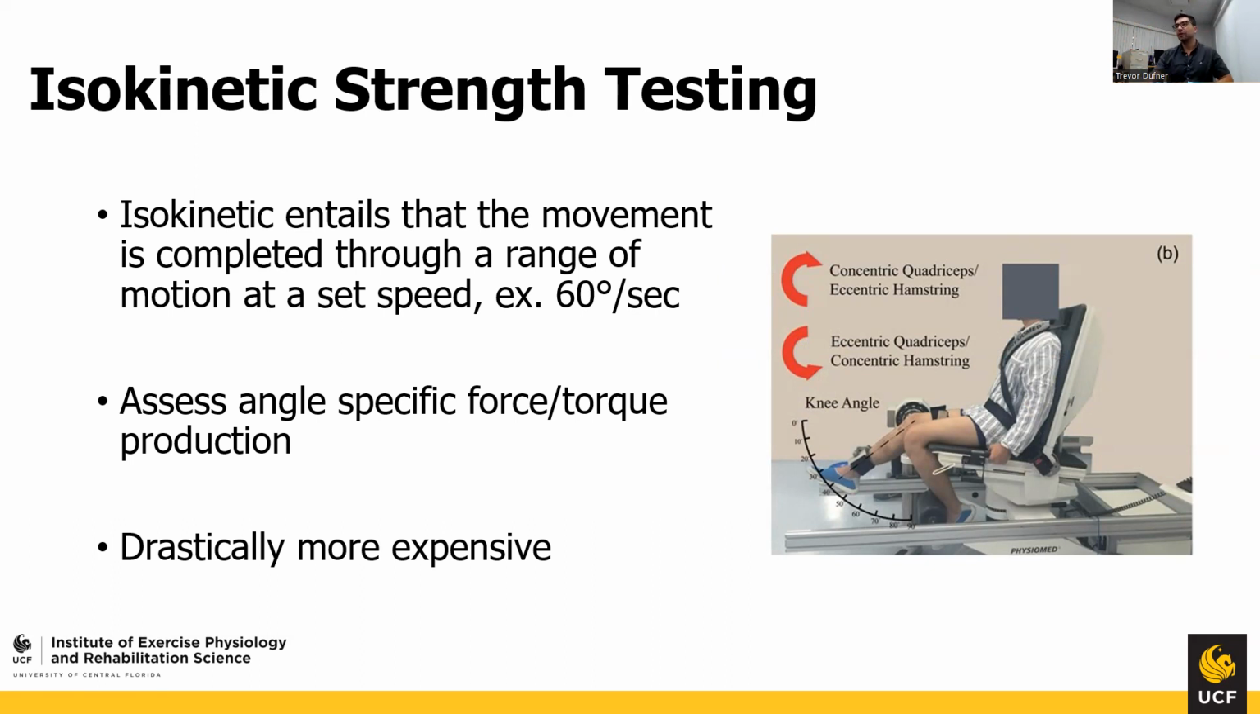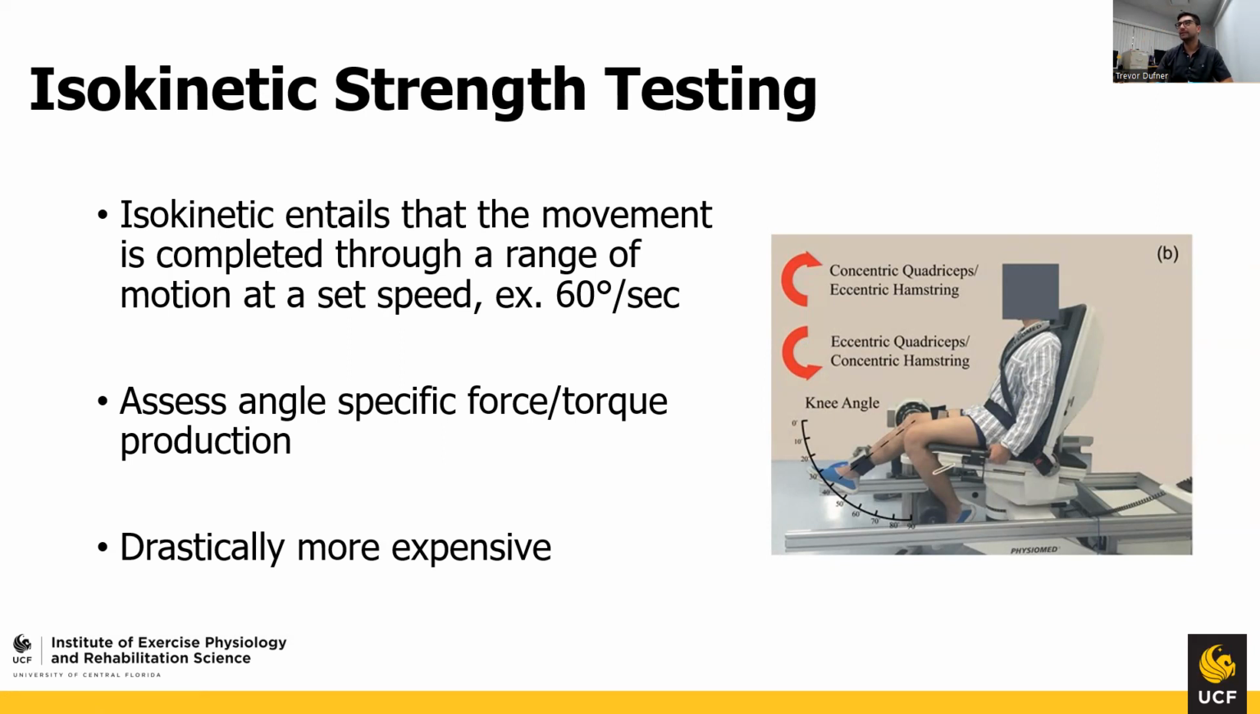So you see here, if they're going from, let's say, 90 to 0 degrees, the rate at which they move their leg will be the same throughout the entire range of motion. If you've ever done a leg extension on a leg extension device, you know that you can move your leg at whatever speed you want. For an isokinetic device, the idea is to push maximally against that resisting arm, but the resisting arm keeps you at the same exact speed. So this can assess angle-specific force and torque production.